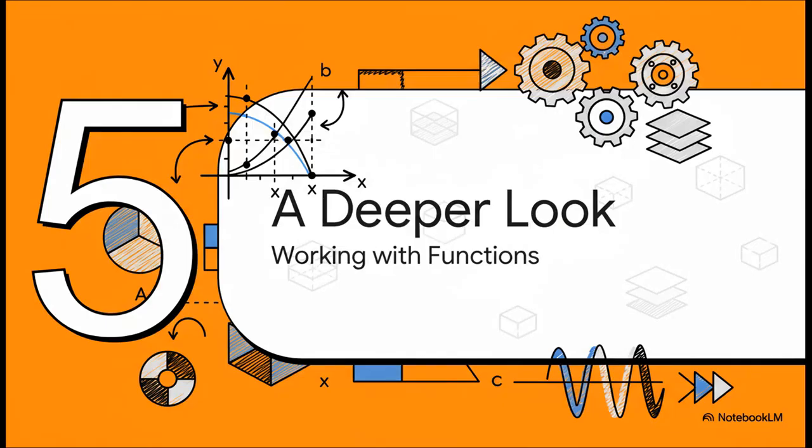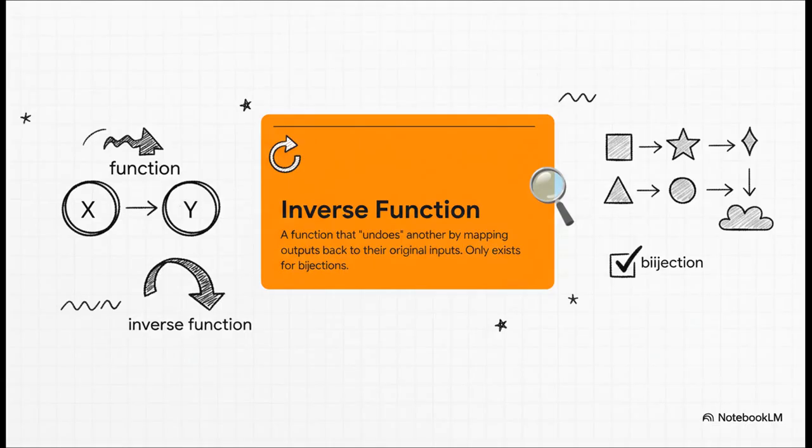So because functions have this strict, predictable rule, we can start doing some really fascinating and powerful things with them. This predictability is what lets us build even more complex tools. For example, since functions are so orderly, some of them have what you can think of as a special undo button. We call it an inverse function. So if your function takes an input, say x, and turns it into an output y, the inverse function does the exact opposite. It takes y and gets you right back to where you started, back to x.